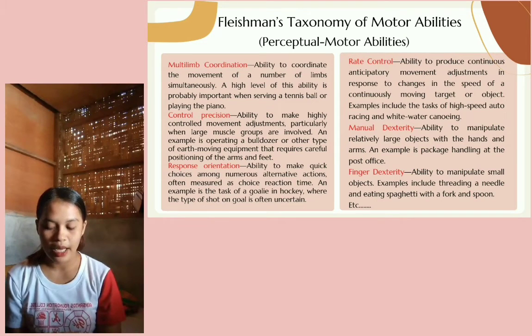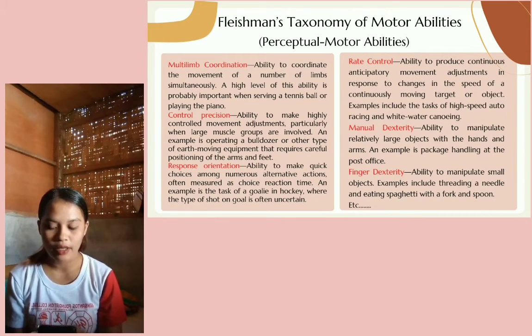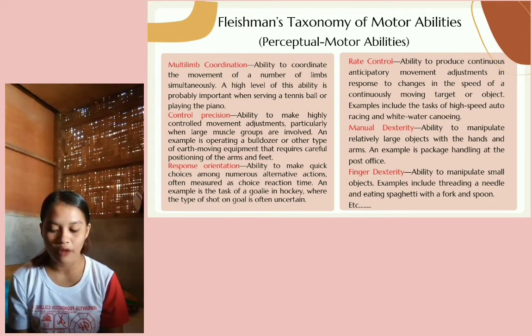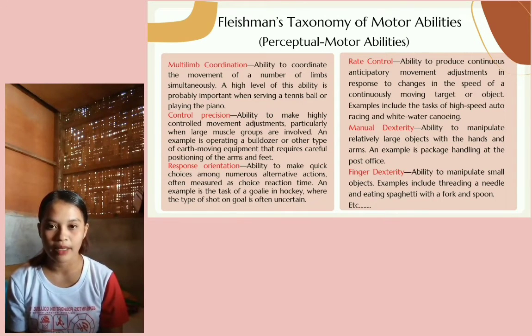Manual dexterity: the ability to manipulate relatively large objects with the hands and arms. An example is package handling at the post office. It is the ability to make coordinated hand and finger movements to grasp and manipulate objects. Manual dexterity includes muscular, skeletal, and neurological functions to produce small, precise movements.